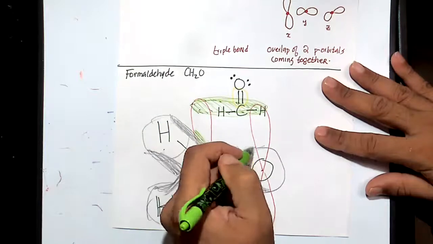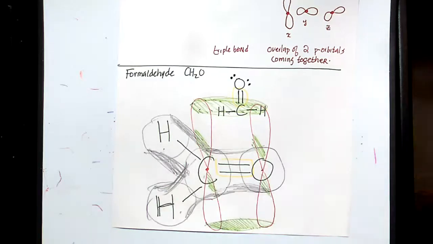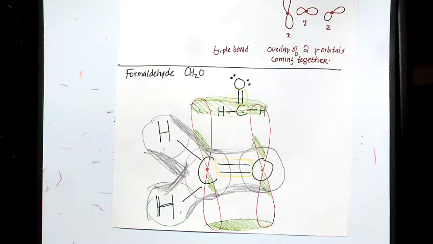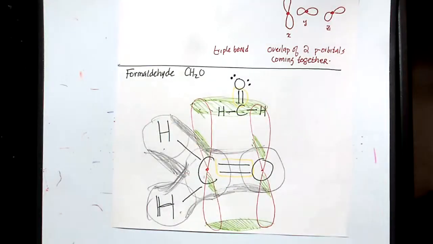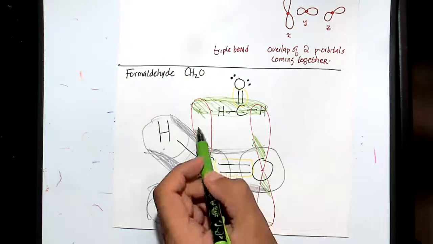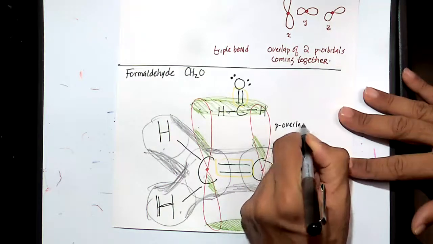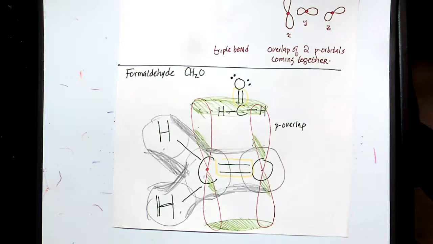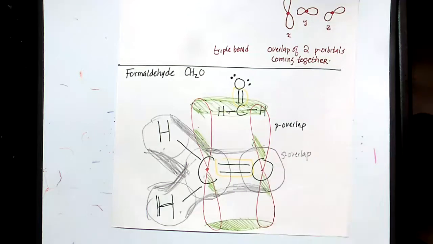Trying to draw this in 3D, but so here's a p lobe from the carbon, and they're overlapping constructively, because when two waves combine, they can combine constructively or destructively. These p orbitals, which are also waves, are combining in each other so that there's good overlap to make this double bond. So a double bond is one p orbital overlap in red, and then s overlap in pencil, which is a sphere. So that would be a good example of formaldehyde.